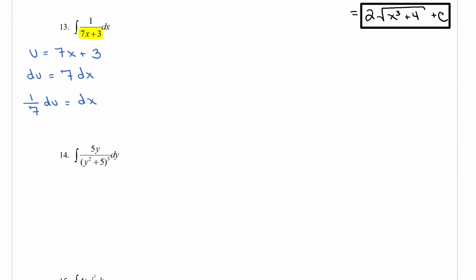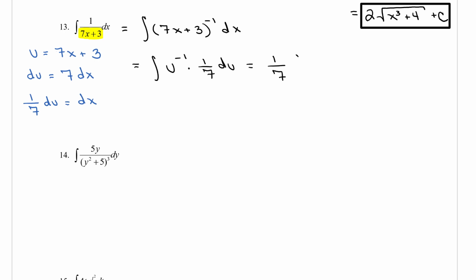So here I have the integral of, I'm going to write, open up a set of parentheses, 7x plus 3, close the parentheses, raise it to the negative 1 power dx. So this is going to be the integral of u raised to the negative 1 power times 1/7 du. So that 1/7, I'm going to go ahead and factor that out in front of the integral sign. So we're going to have that equal to 1/7 times the integral of u raised to the negative 1 du.